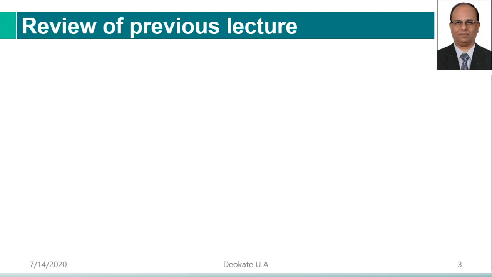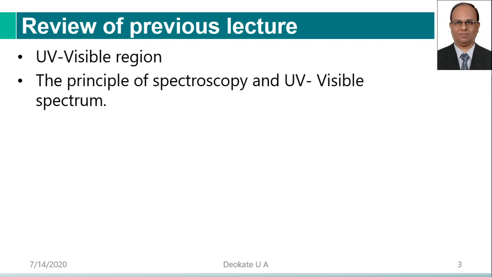Previous lecture review. We have studied the UV-visible region in the previous lecture. It is divided into three parts: near vacuum UV, that is 10 to 200 nanometer, near UV, 200 to 400 nanometer, and visible region, that is 400 to 750 nanometer. We also studied the principle of spectroscopy and the UV-visible spectrum.